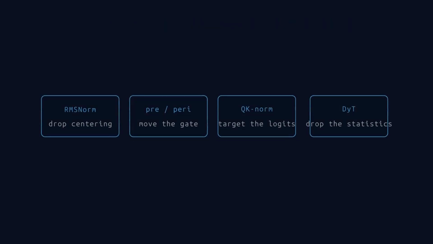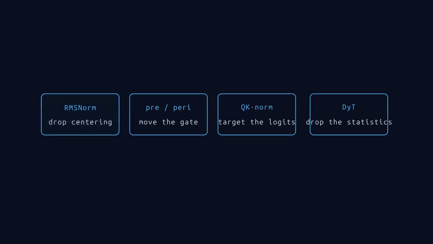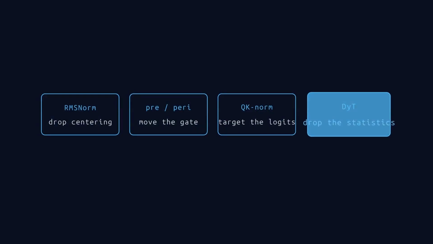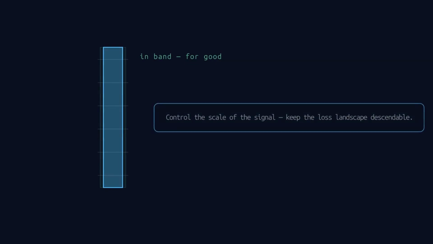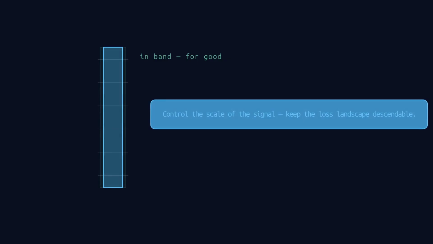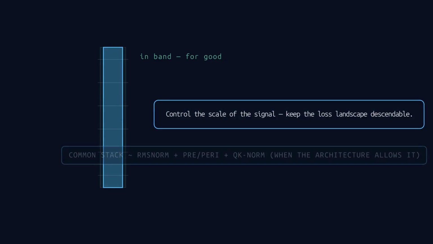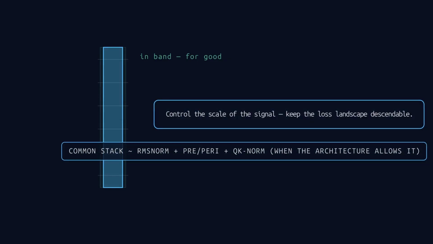Step back and the whole video is one subtraction arc. Drop the centering and you get RMSNorm. Move and then duplicate the gate and you get the post, pre, and peri placements. Target the worst-behaved signal and you get QK-norm. Drop the statistics altogether and you get Dynamic Tanh. Four techniques, one question. How much of the signal's scale do we control, and where? That was always the job, not matching distributions but shaping a smoother loss landscape. The same pipe that ran away at the start is now held calmly in band.